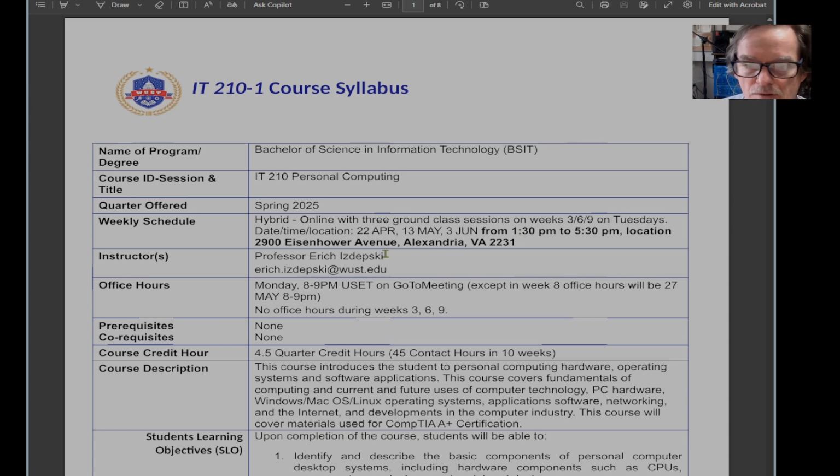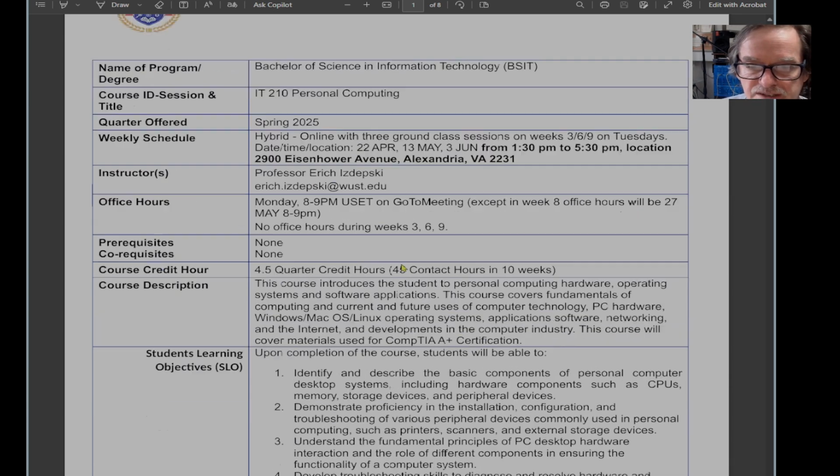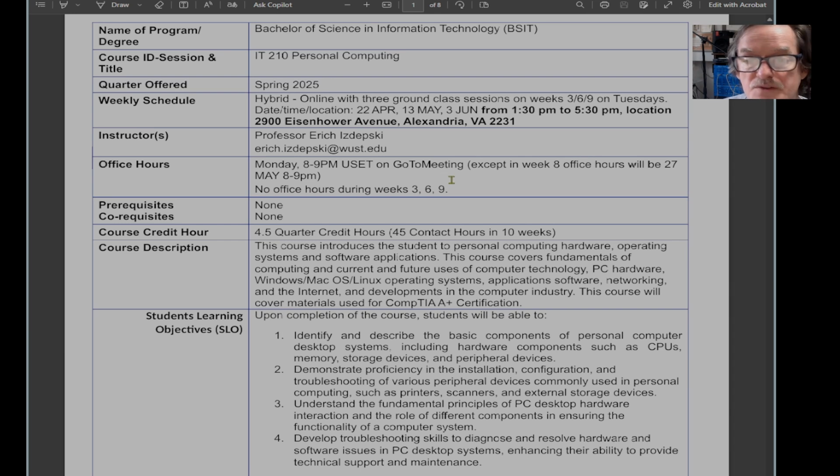Now, some critical things right up front. This is a hybrid class. So we have office hours, which are optional. They're Monday nights from 8 to 9 p.m. And then we have 3 in-class, in-person sessions at the campus in Alexandria. Those sessions are 22 April, 13 May, and 3 June from 1:30 to 5:30. Those are on Tuesdays. Then you have my contact information. The office hours, by the way, will be on GoToMeeting, and we don't have office hours when we have an in-person class session.